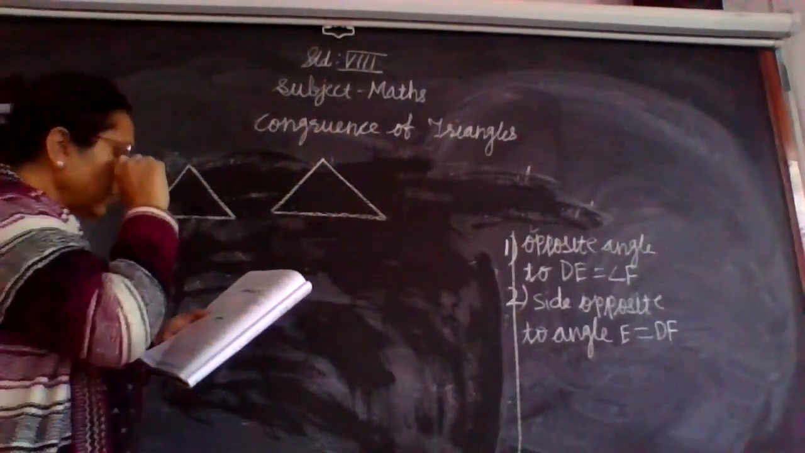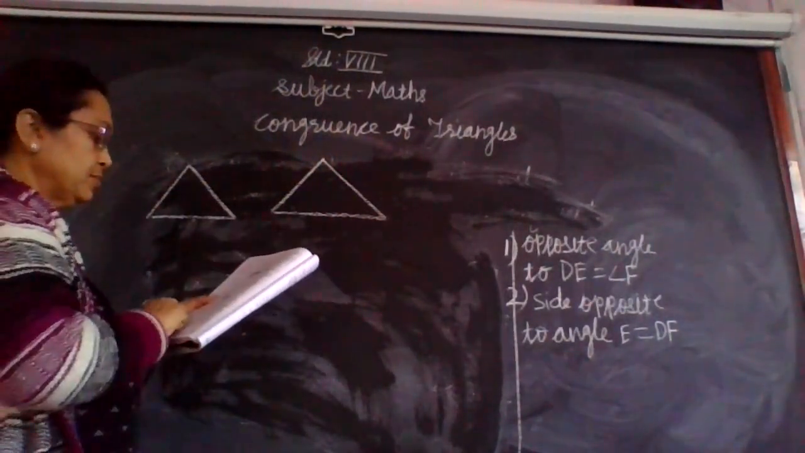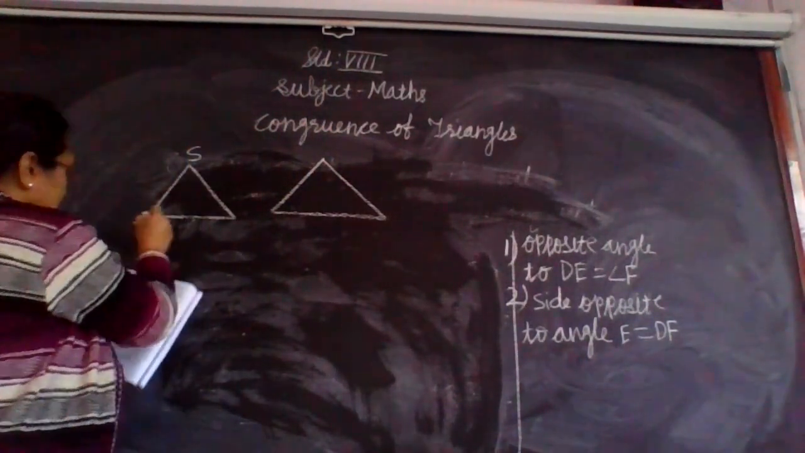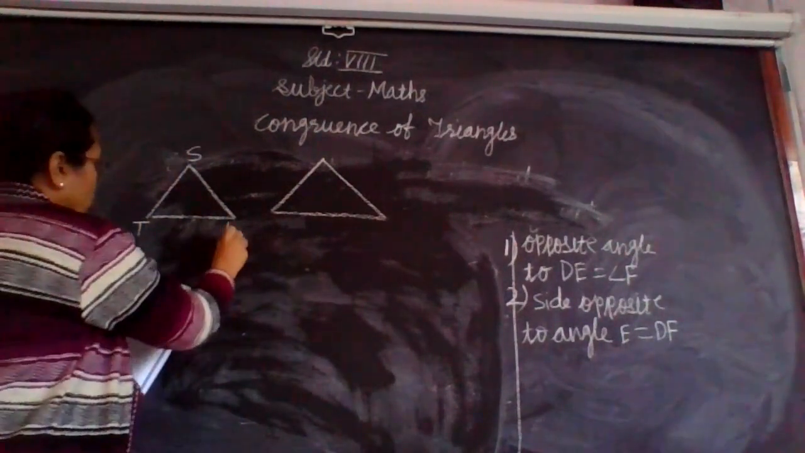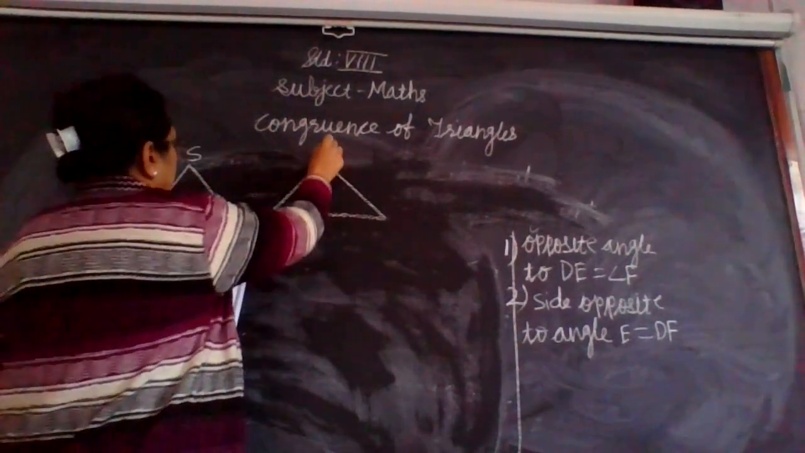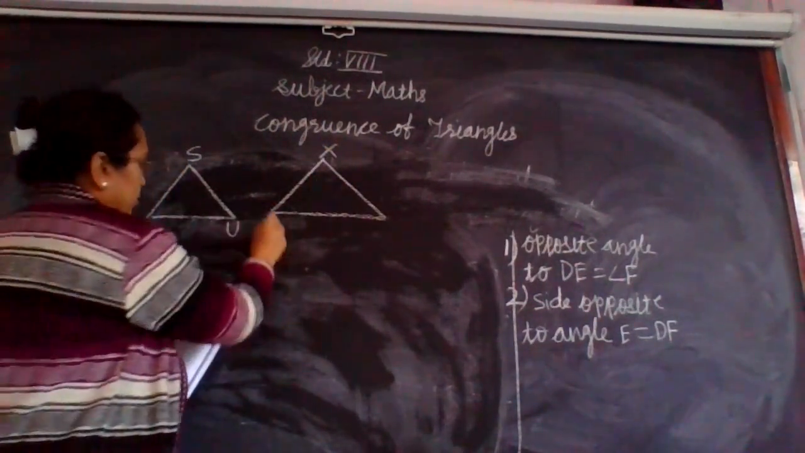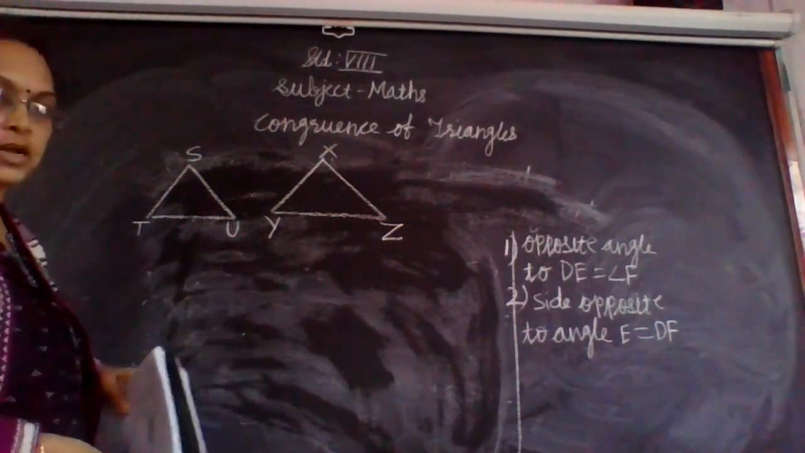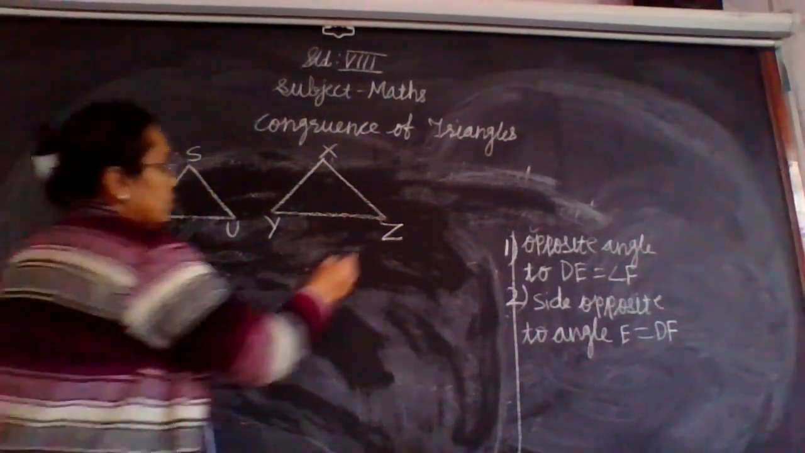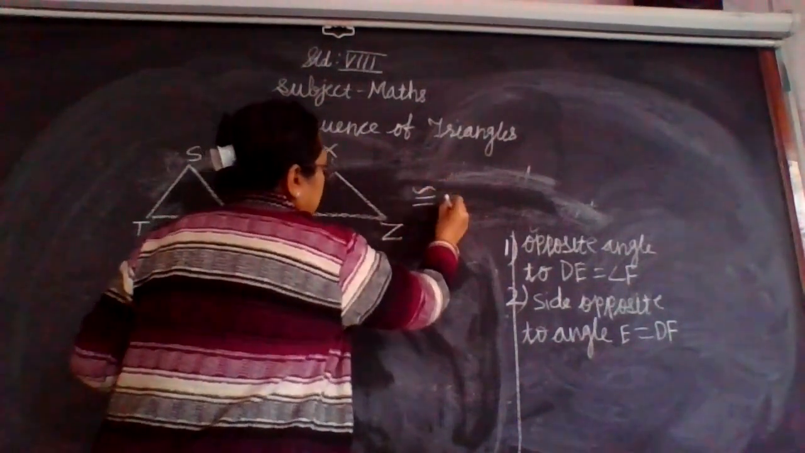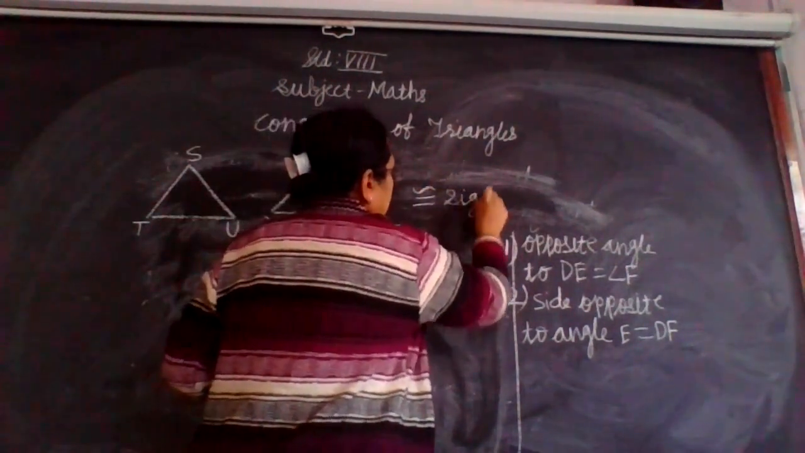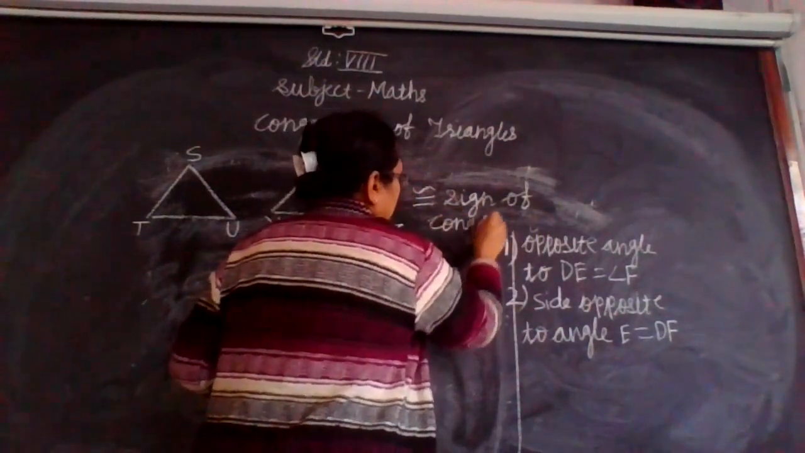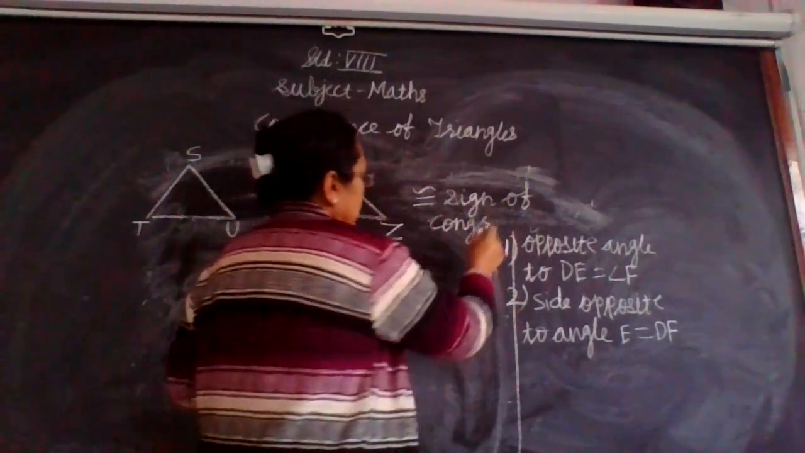Means if I am drawing two figures, say one is STU and the other is XYZ. So in that case, the sign of congruence we will use is like this. It is called the sign of congruence.